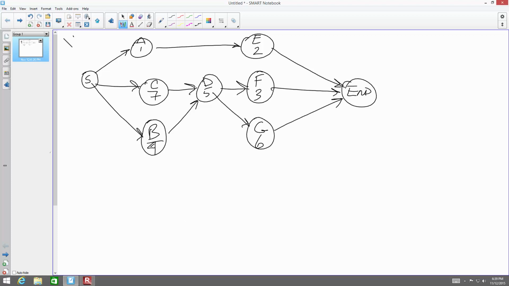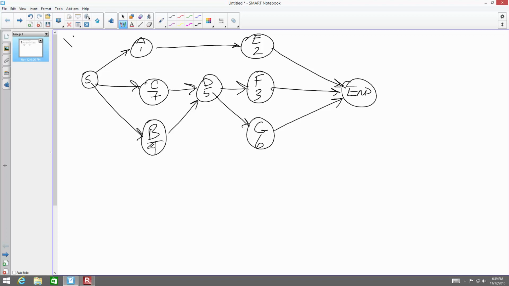All right, so we've got an activity on node diagram here for a construction process. The activities are the letters, and the duration of each of those activities is inside that circle as well. And we've got two questions here associated with the diagram. The first one being, what is most nearly the float time for activity G?